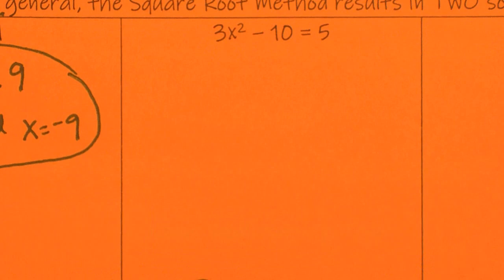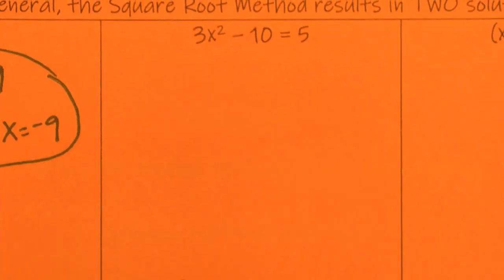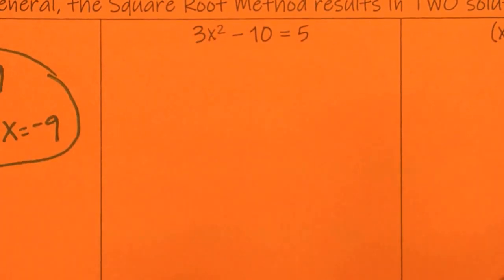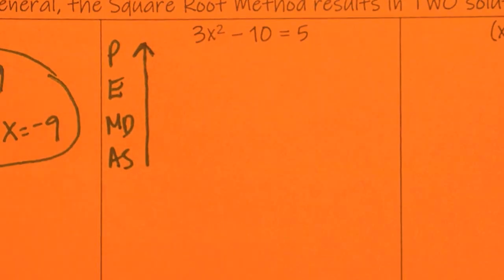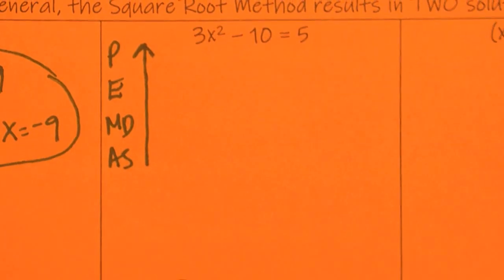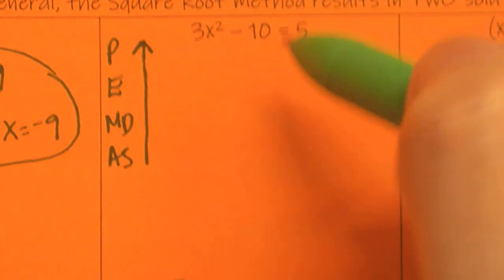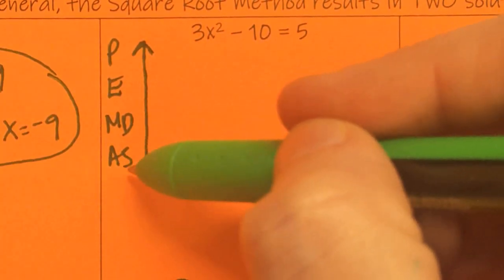3x squared minus 10 equals 5. This is where our backwards PEMDAS is really going to start to come into play. Okay? So again, this is how we solve every equation. If there's an equation you're working on and you're like, I don't know what to do, backwards PEMDAS is where you start. And we're going to go from the outside in. So let's look at this. I'm going to start by looking for adding and subtracting.